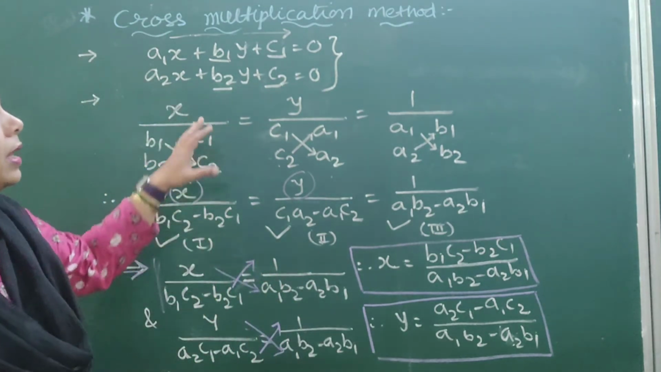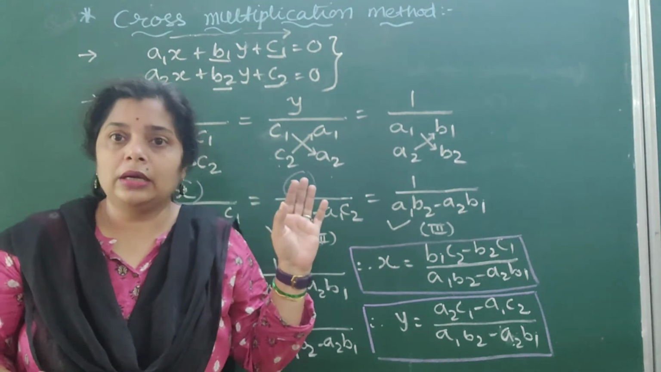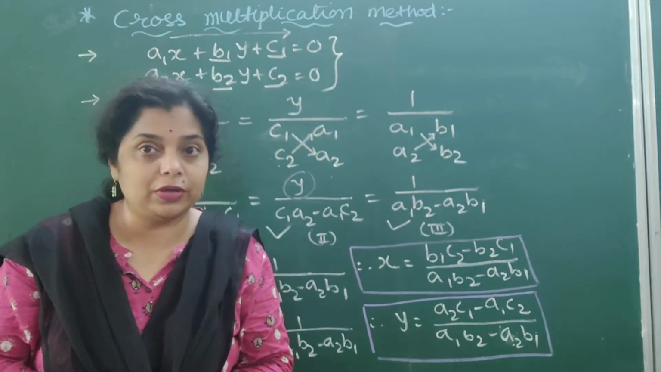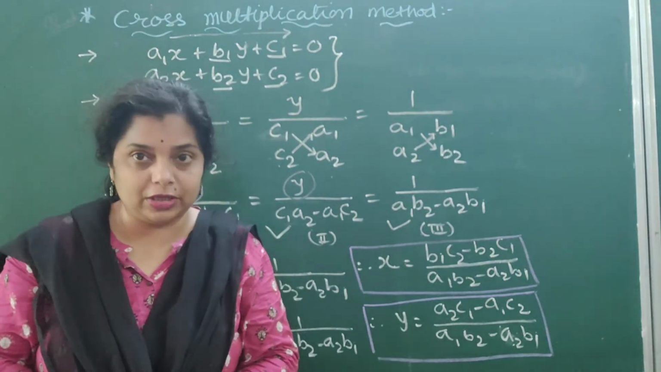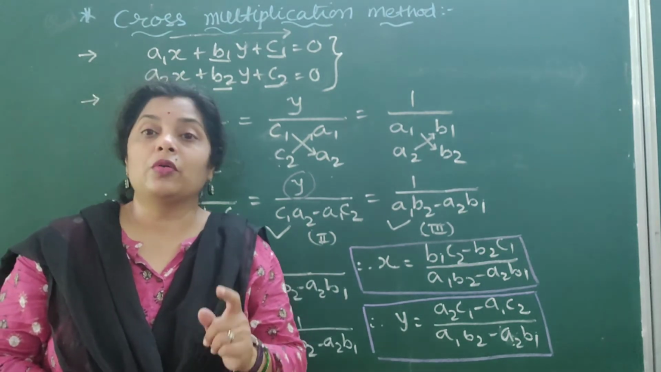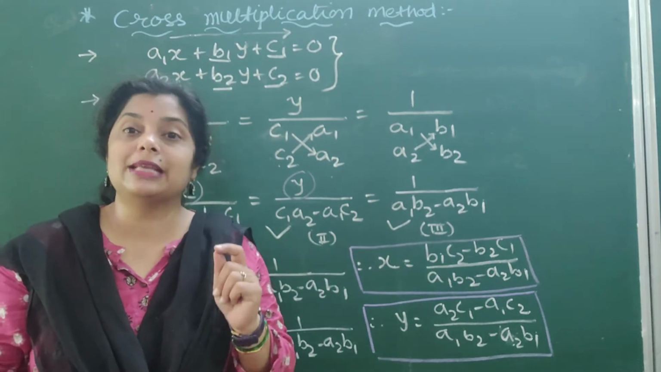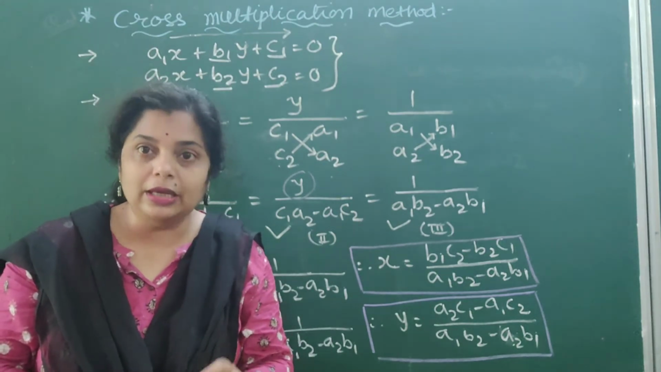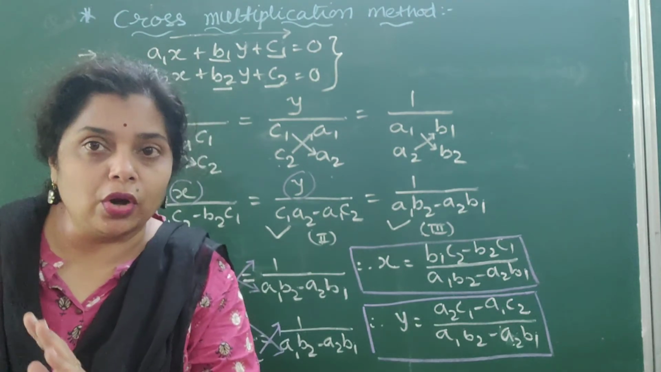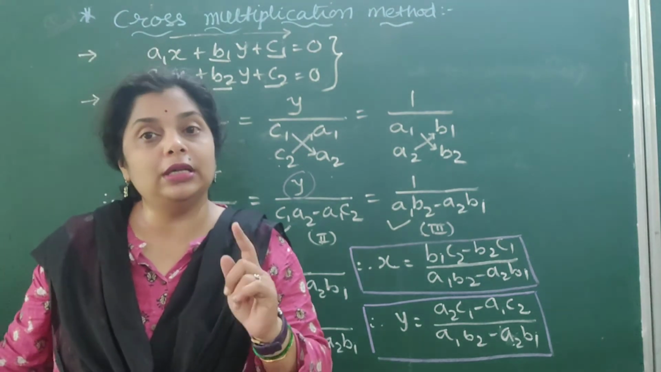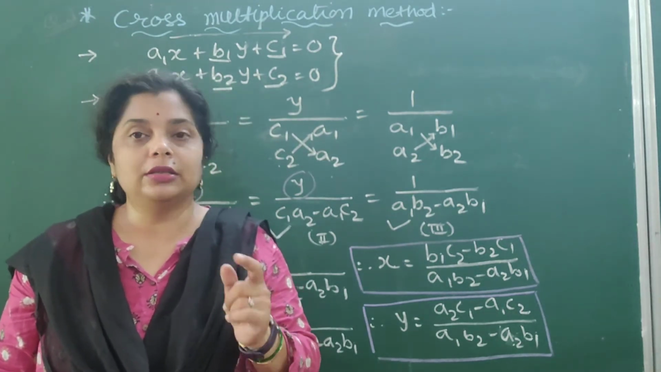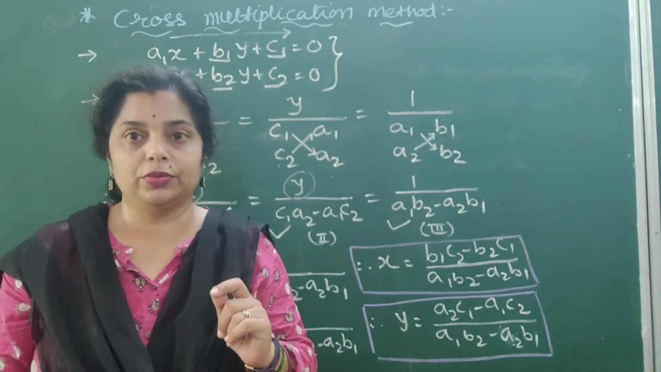Okay, the next thing. As we know about the consistent pair of linear equations, the inconsistent pair of linear equations and the dependent pair of linear equations, these are the three types of pair of linear equations. Now the cross multiplication method is applicable only to a consistent pair of linear equations. It will not be applicable to the inconsistent pair as well as the dependent pair. Why? What is the reason? I am showing you.